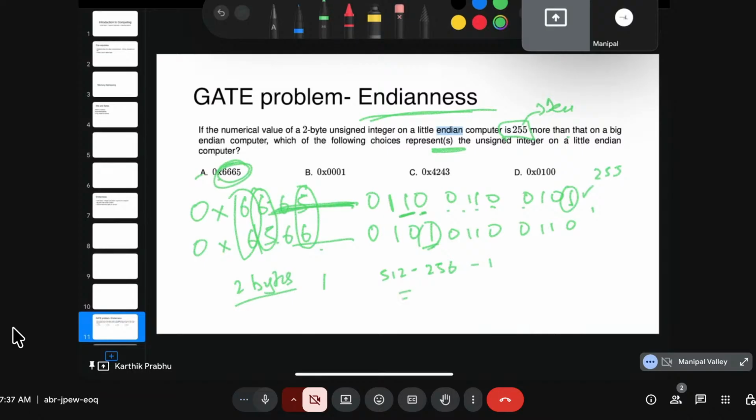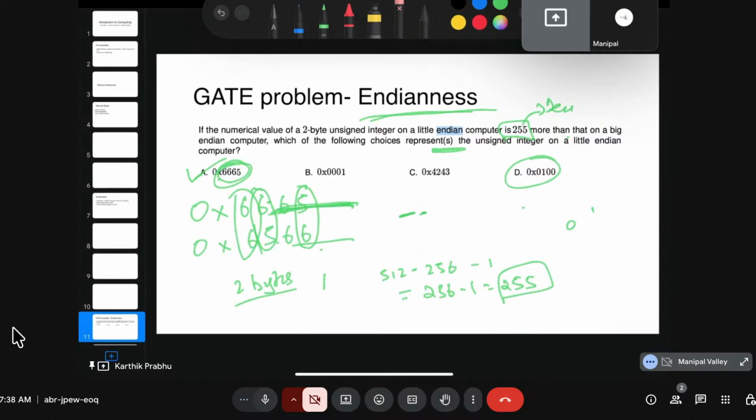So this is 256 minus one, which is 255. Hmm. So this is 255 more. So this is correct. Now this is easier to read than this. This was a little bit difficult to read. So everything is in 0 and 1 only.